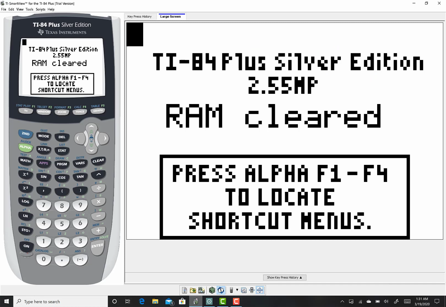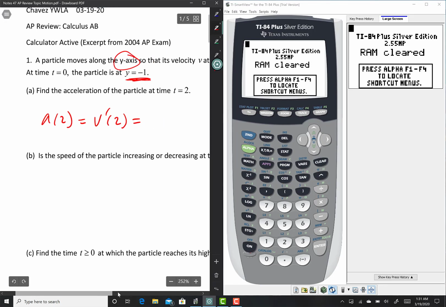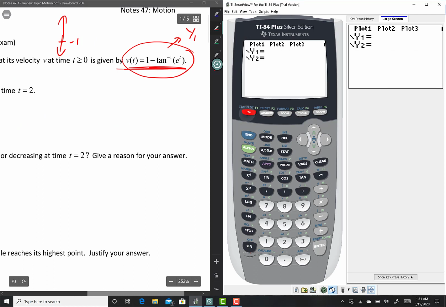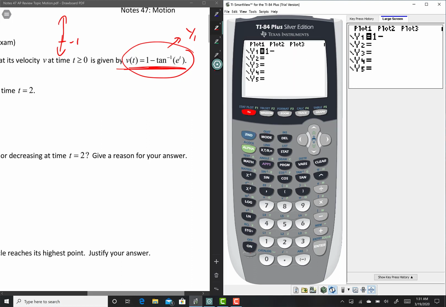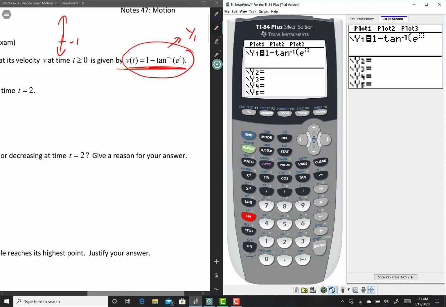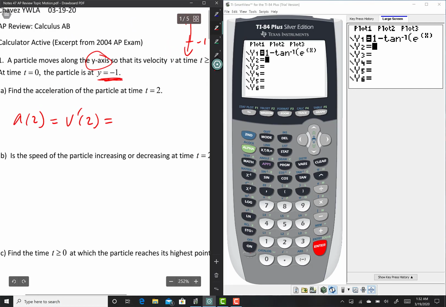So here's my calculator, and I'm going to type that into Y1. Let me see if I can move this over here and that on the left-hand side. So there we go. So I'm going to go to Y equals, and I'm going to type that equation in there. 1 minus arctan. Make sure that your mode is in radian mode, and minus 1 minus arctan, second arctan, and then it says e to the x, second e to the x. And there it is. I have it in Y1.